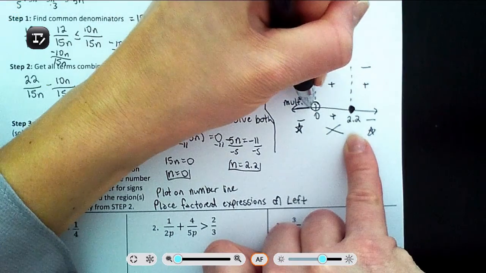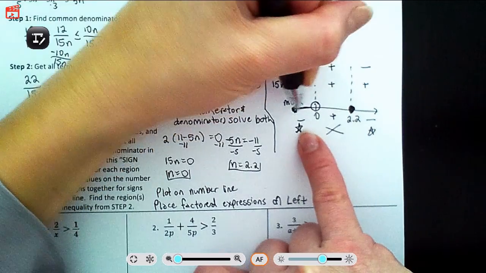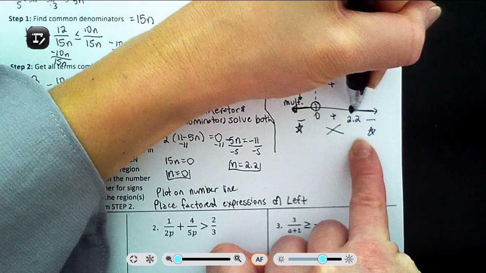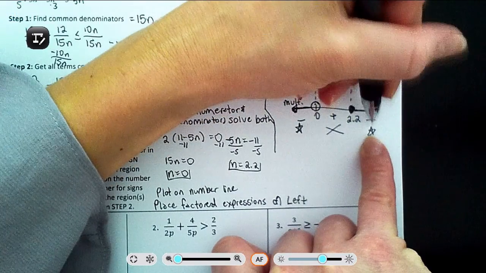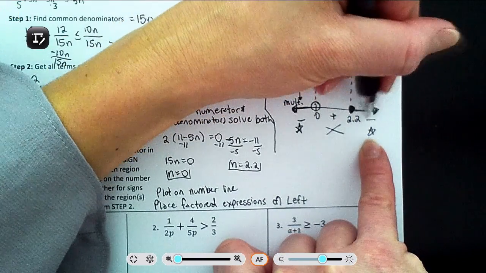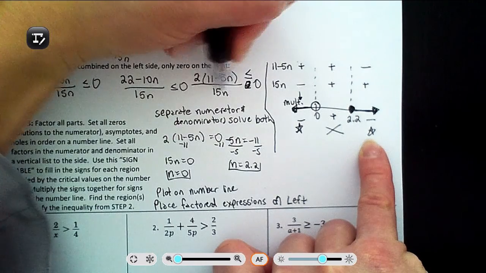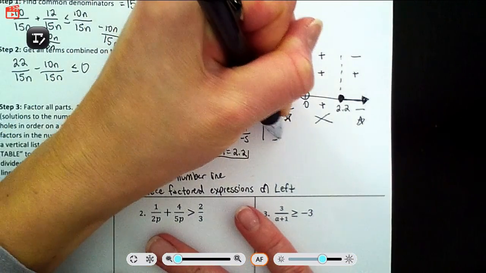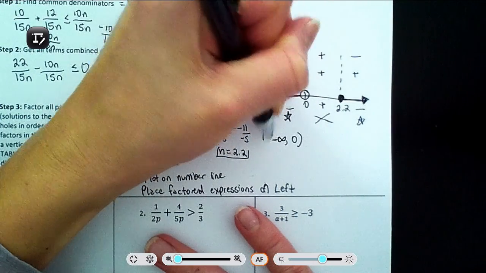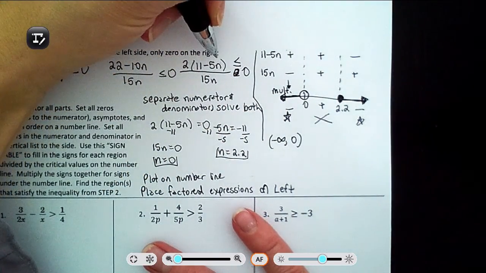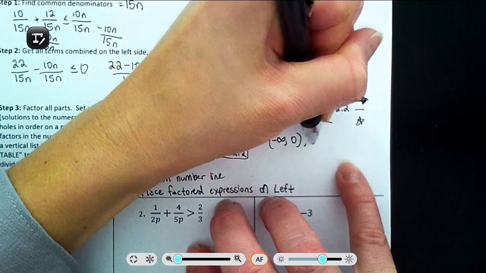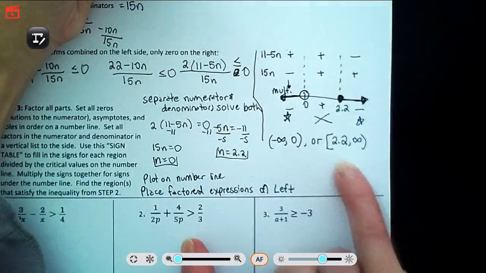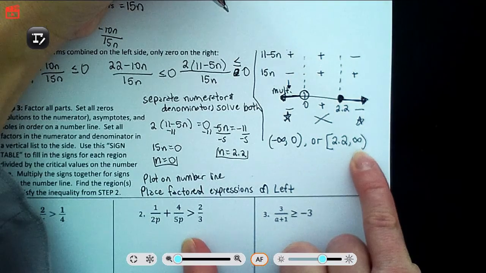Next thing I want to do is consider all solutions less than or equal to 0 because that negative satisfied the inequality, and then all solutions greater than or equal to 2.2 because that negative also satisfied the inequality, less than or equal to 0. Okay, so then I'm going to say negative infinity to 0 with a parenthesis because 0 cannot be a solution, and comma, or bracket 2.2 to infinity because everything 2.2 or greater worked.